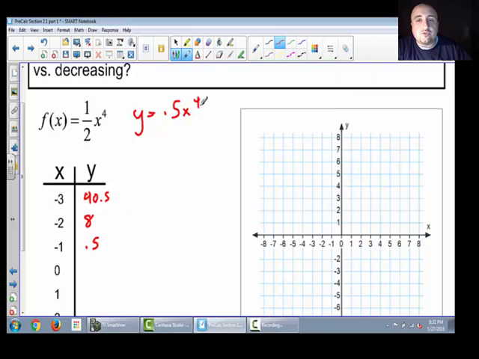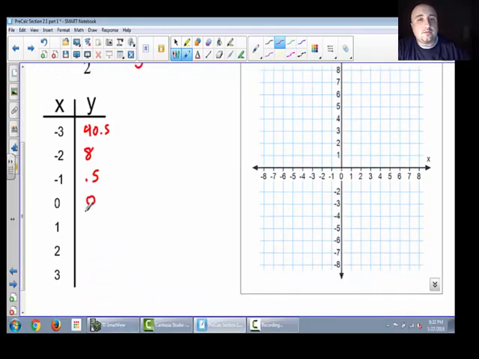What's 0 to the 4th times 0.5? That's going to be 0. And then, since these are symmetrical about the y-axis, all of these numbers are going to be the same. So positive 1 is going to be 0.5, positive 2 is going to be 8, and positive 3 is going to be 40.5.